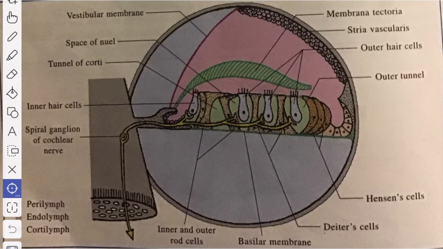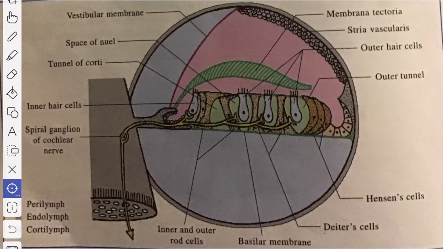Besides the tunnel of Corti, so this is the tunnel of Corti, that is the inner tunnel. The spiral organ possesses an outer tunnel between the outer hair cells and the Hensen cells. So this is the outer tunnel. There is another space that is known as the space of Nuel, which is present between the outer rod cells and the innermost row of outer hair cells. These spaces within the spiral organ communicate with one another and they are filled with corti lymph.